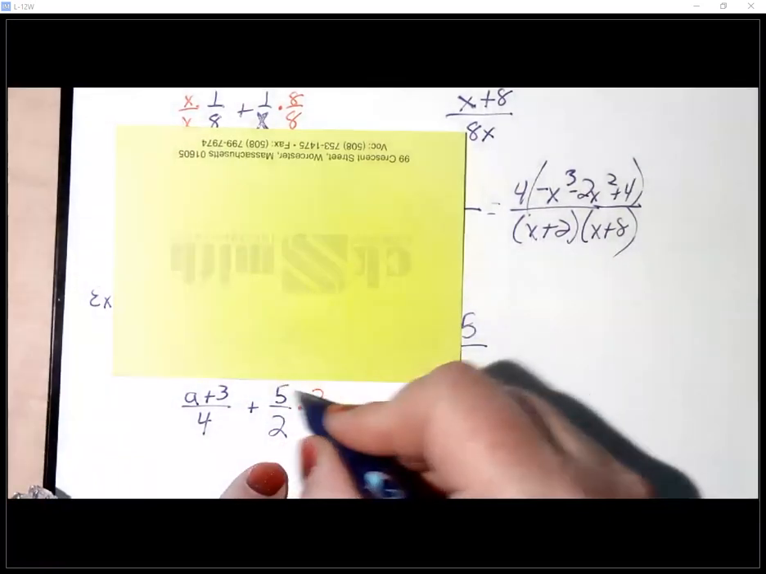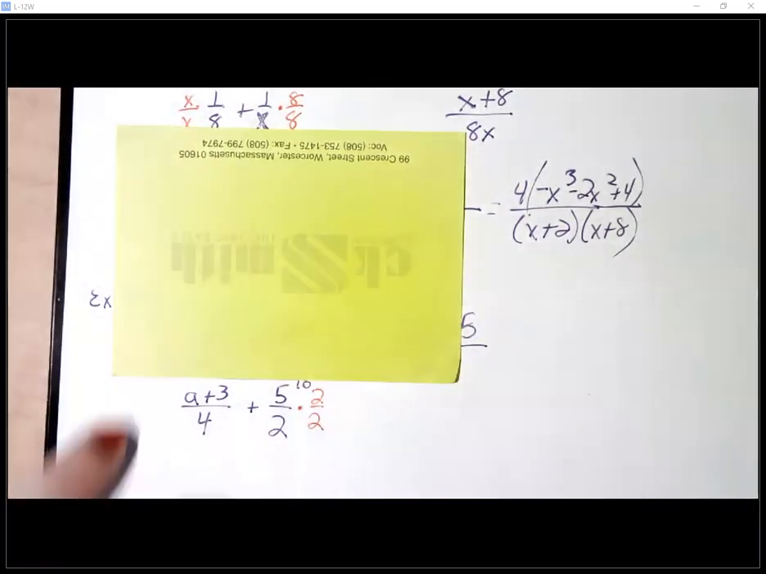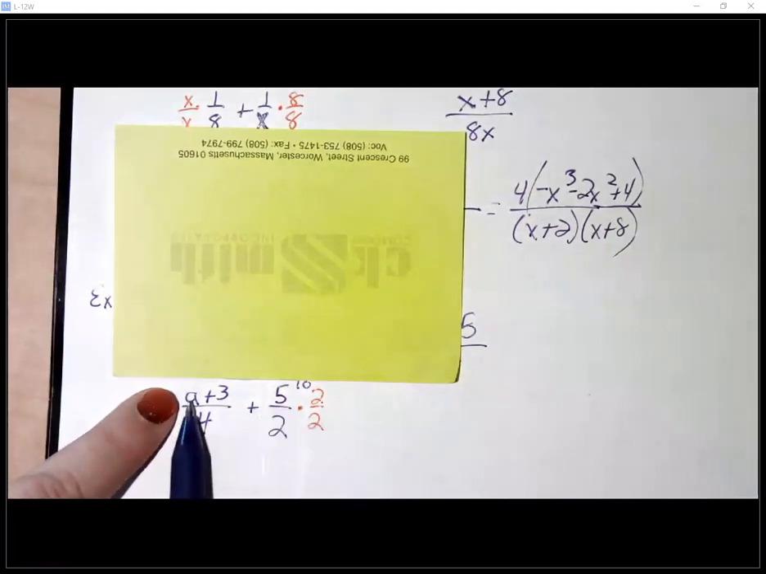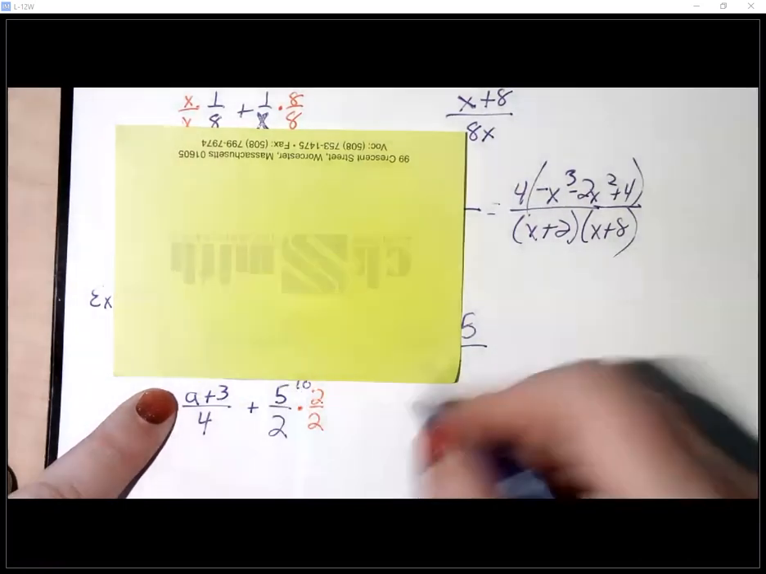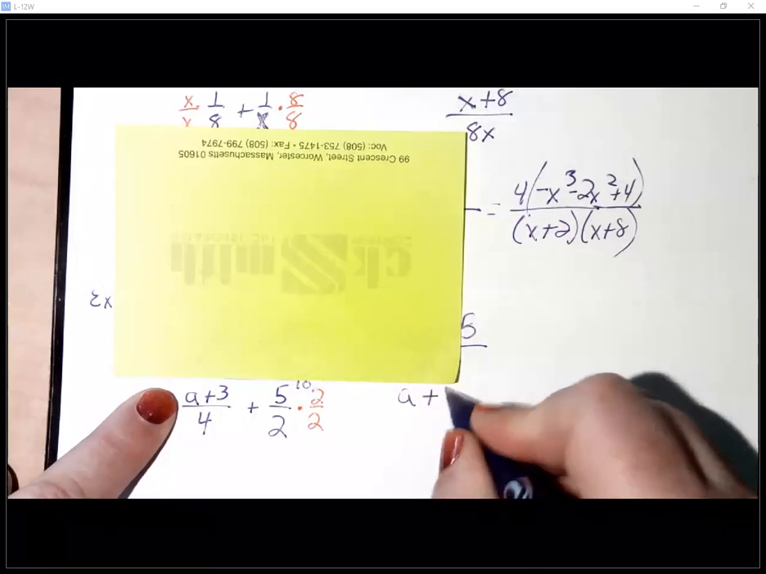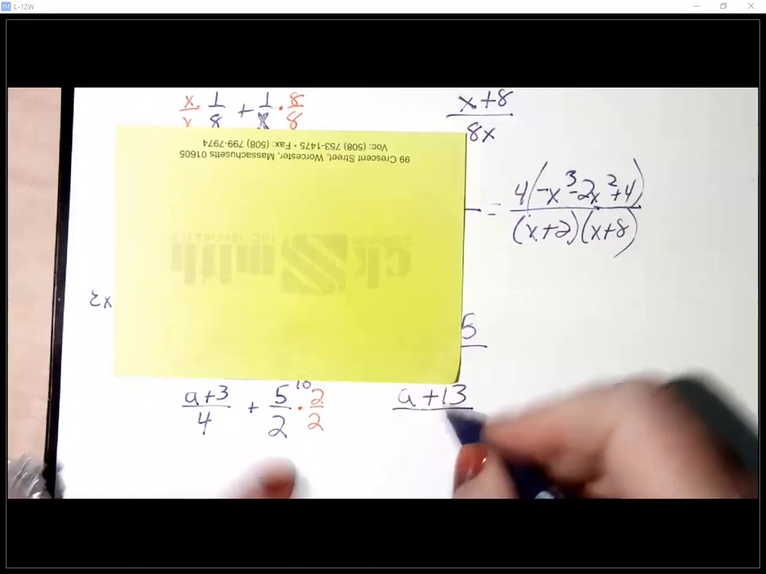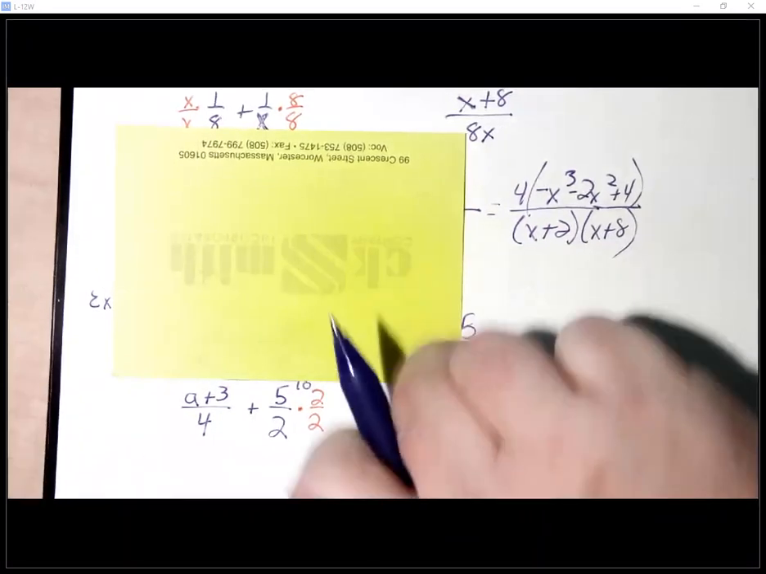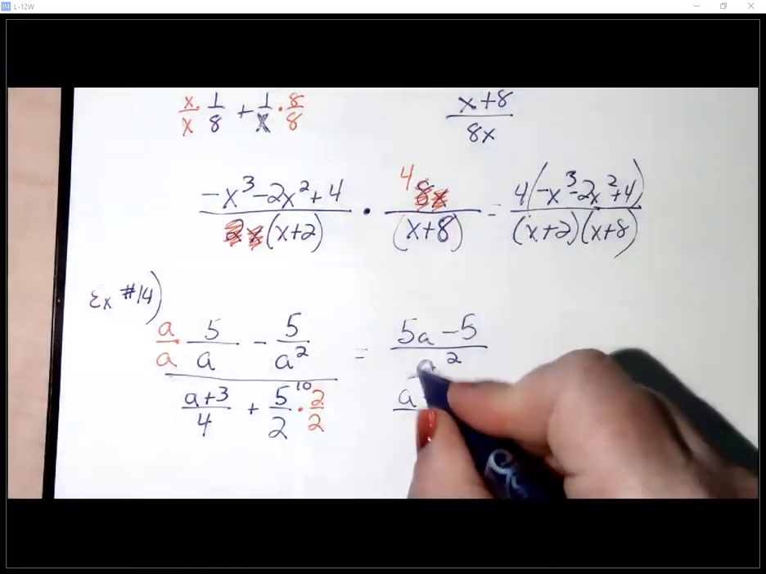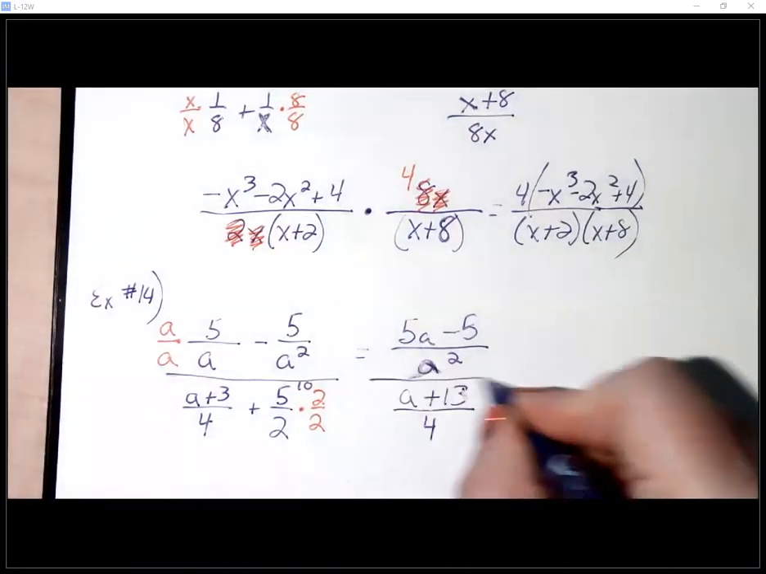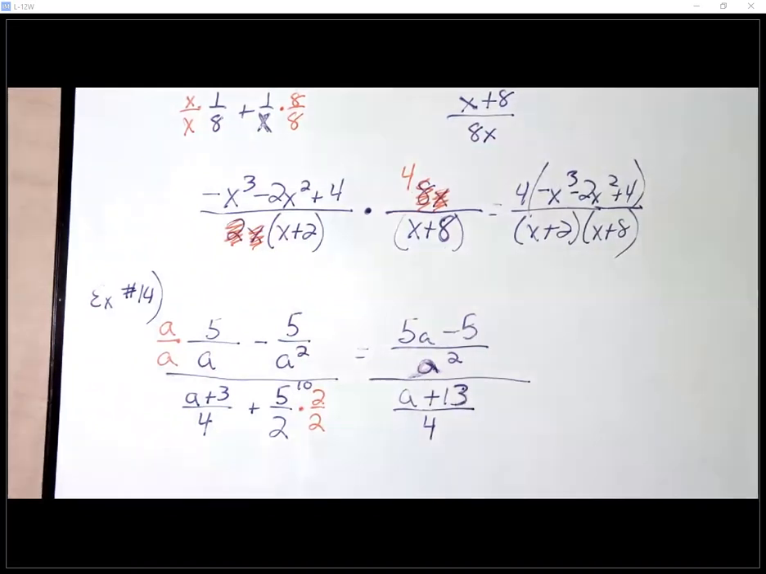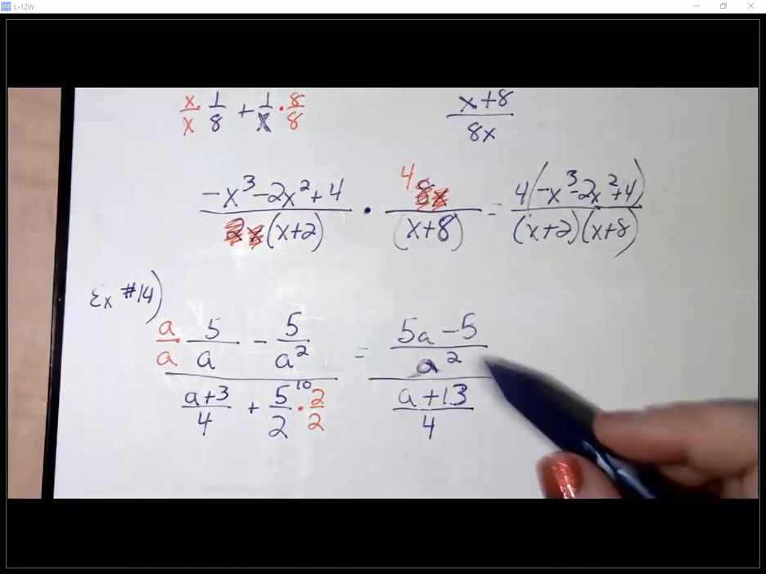So now when I do that, 5 times 2 is 10. So when I'm adding these numerators together, I have A plus 3 plus 10. Isn't that just A plus 13? Yes, so I'm gonna get A plus 13 over my common denominator, which is just 4. There, step one is now done. I have combined the numerators, I have combined the denominators. Now I have one fraction over one fraction.